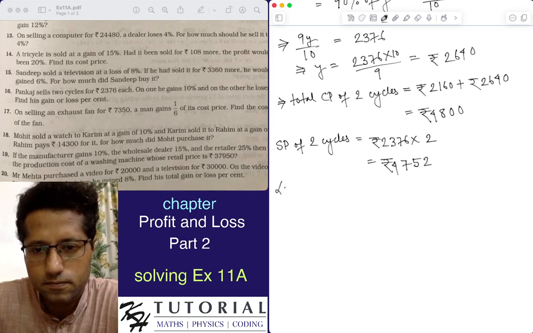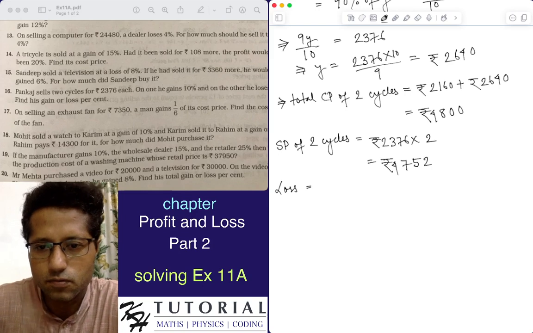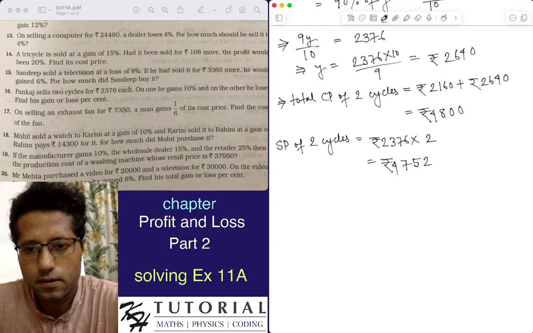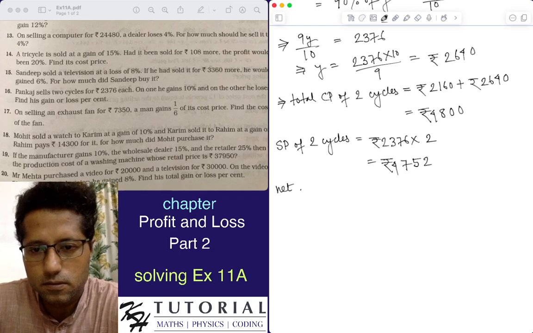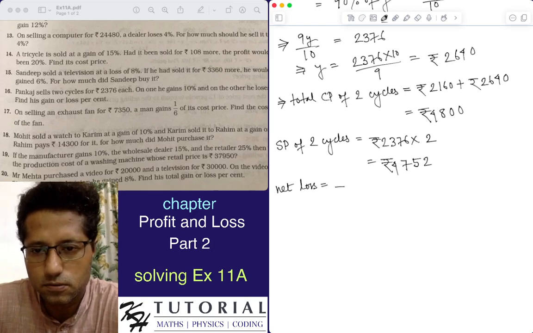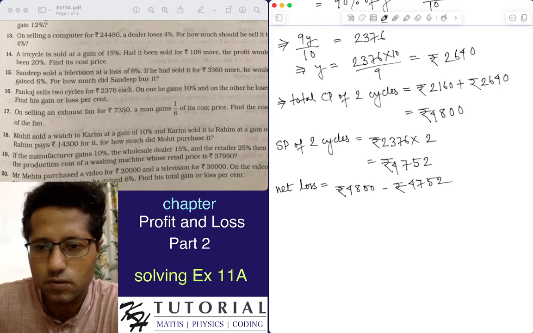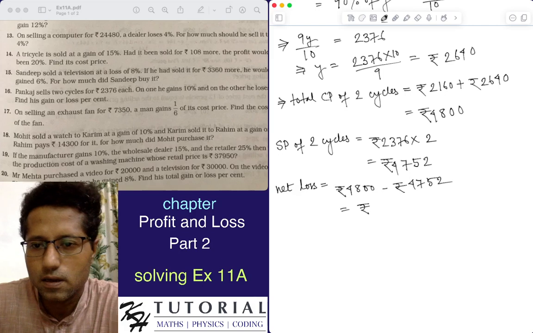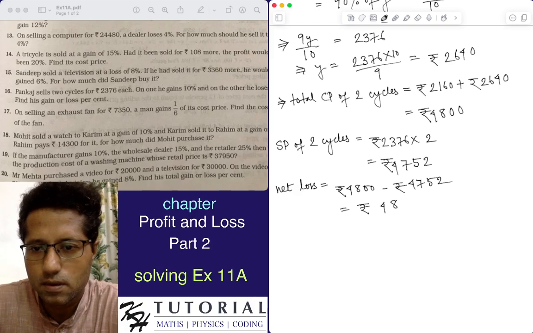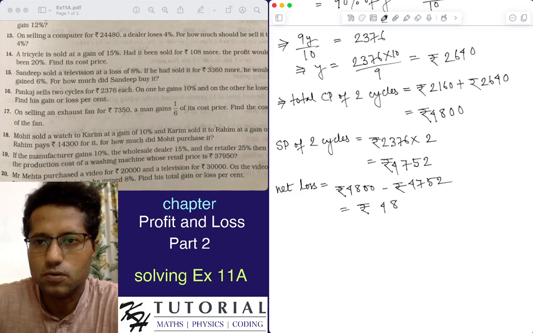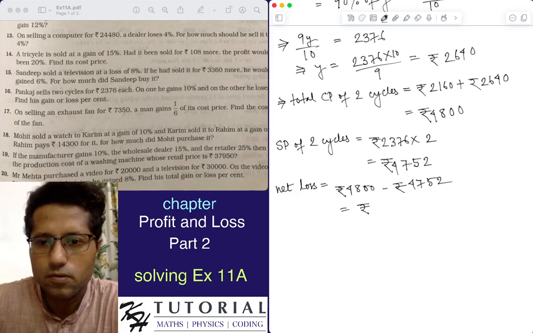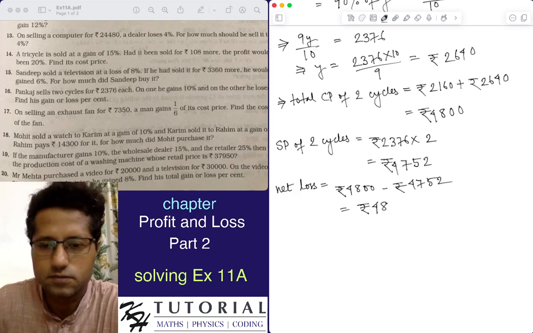So net loss equals rupees 4800 minus rupees 4752. This equals rupees 48. So rupees 48 was the net loss.